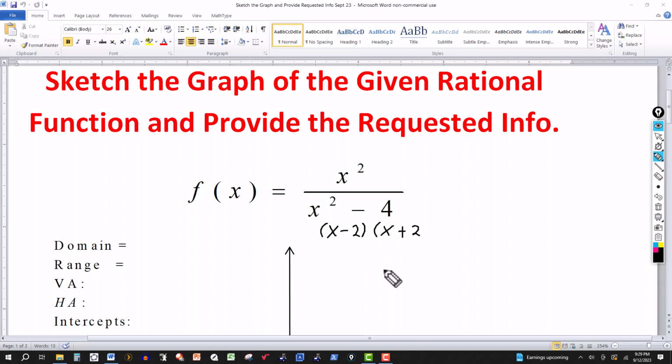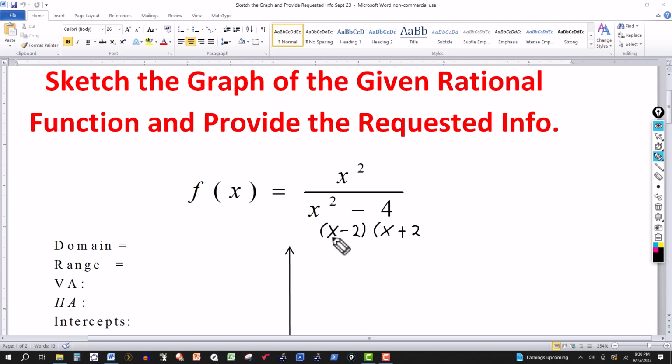So let's look at the domain first. When you have a rational function, f of x, or it could be a y here instead of an f, the only thing you have to look at to determine the domain are there any numbers that make the denominator 0. We know division by 0 is undefined.